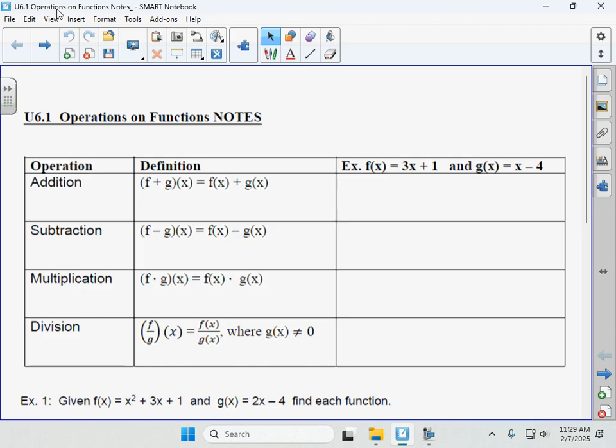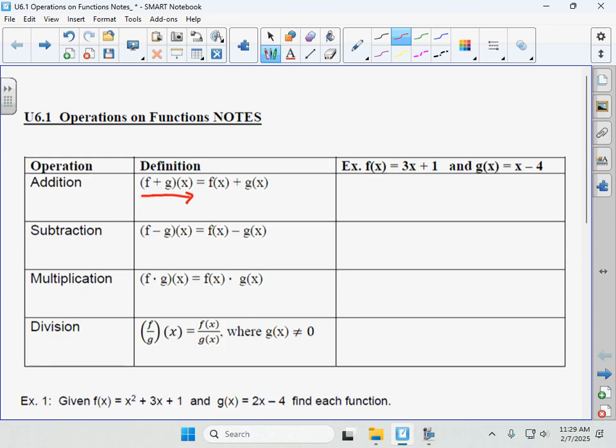All right, so this first one is the addition property. It says that if you have f plus g, that means the f function plus the g function of x, that can be rewritten. So if you see it like this, f plus g in parentheses of x, that's the same thing as f of x plus g of x. All right, so it just means that you're going to take the f function and add it to the g function.